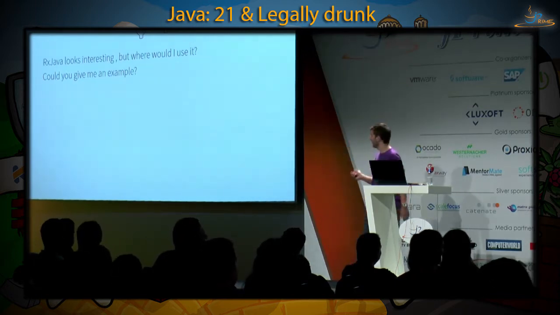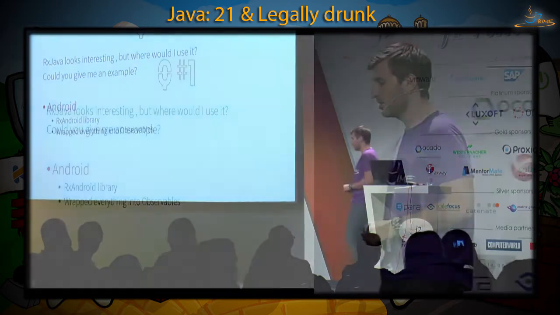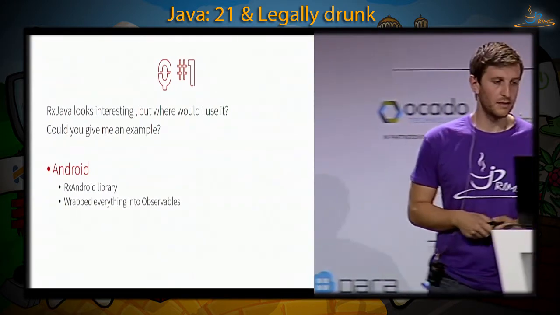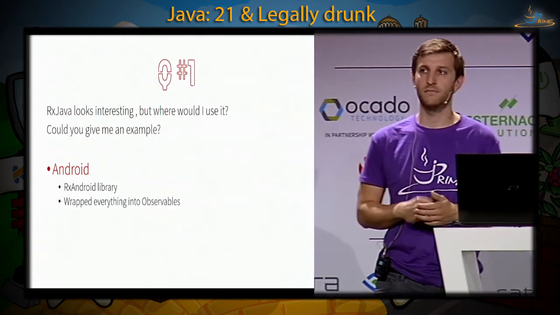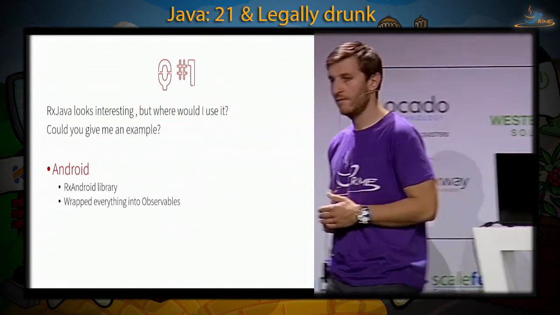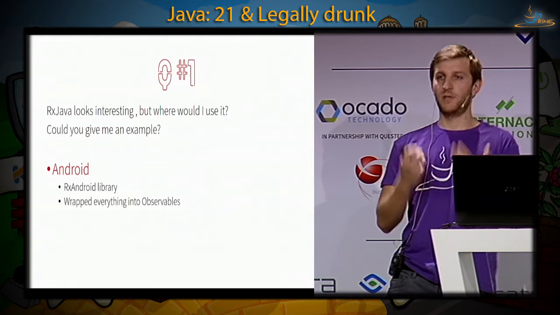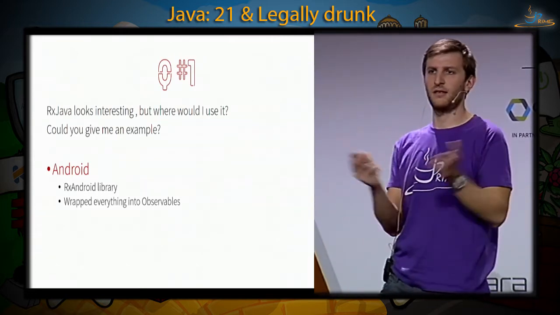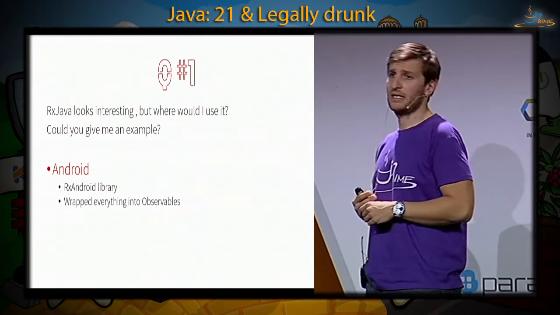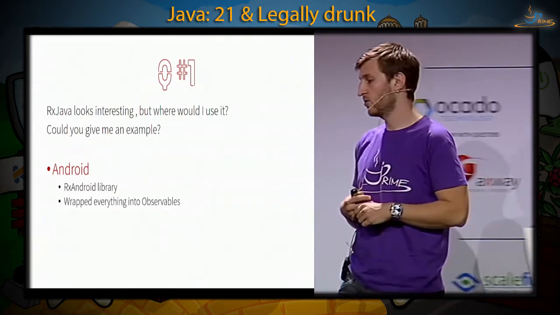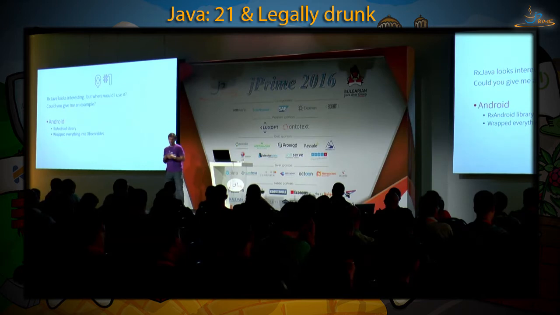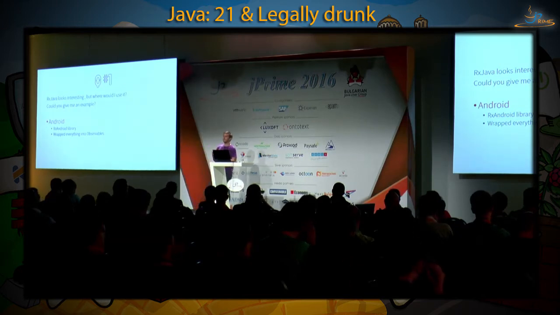Well, the first and obvious example would be Android. RxJava is very popular in Android. What's the reason behind that? I think that the primary reason is the RxAndroid library. Basically, what they did there is they wrapped everything into observables. So view events, broadcast events, UI elements, everything is an observable there. And also they implemented special schedulers that are compliant with Android's threading system. So all in all, they made RxJava very appealing and very easy to use for Android developers.